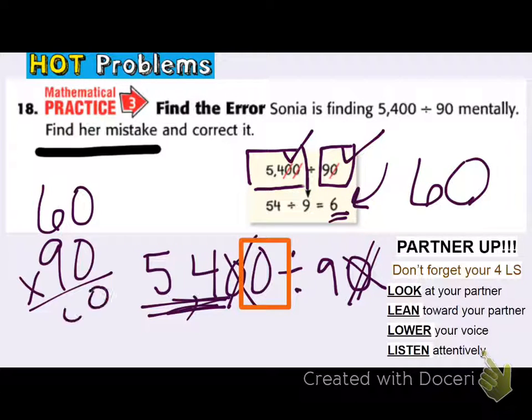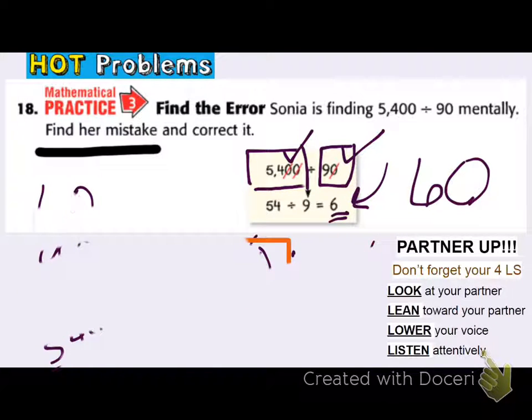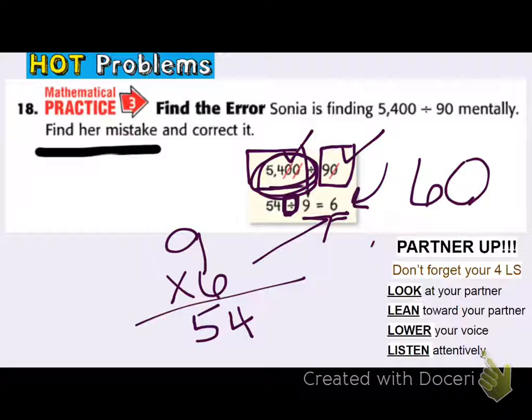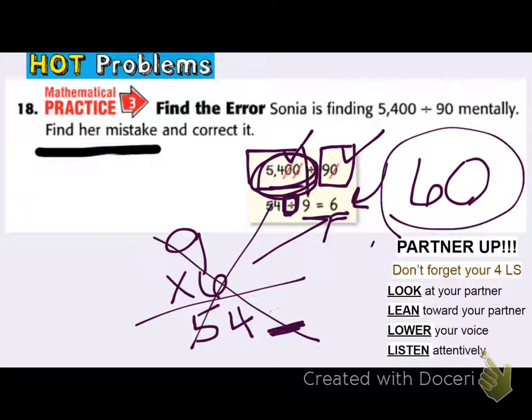Because if I multiply, I'm going to get 5,400. Now, if we check Sonia's answer, let me go ahead and tell you why hers is not reasonable. 1, she didn't have that 0, but you can also take the 9 times her answer, which is 6, and she gets 54, but that's not what we have here. We should have had 540. So she should have something that says 540. She's missing her 0. So I know that's her mistake.